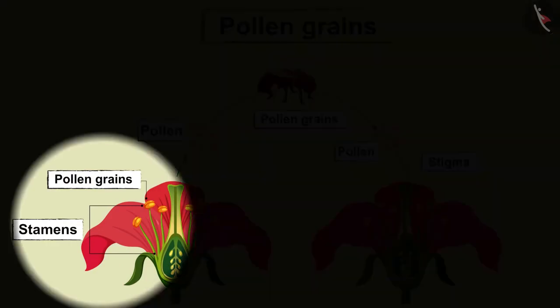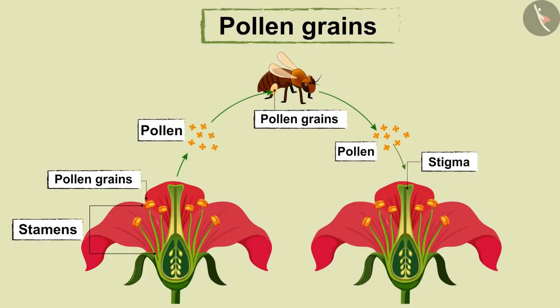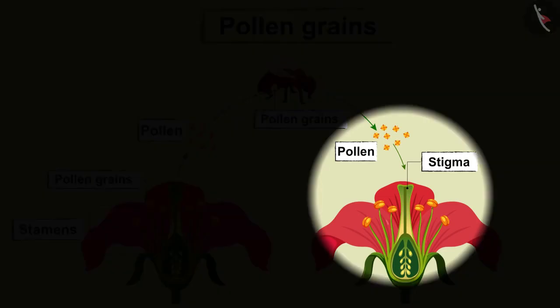The male part of this plant, stamen, has an anther where the pollen grains are found. When other insects or bees sit on the flowers, the pollen grains get stuck to our body. Then when we sit on some other flower, the pollen grains fall on them. In this way, the pollen grains are transported from the anther to the stigma.